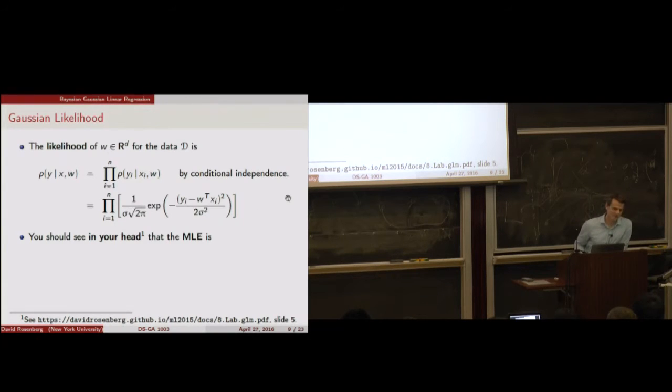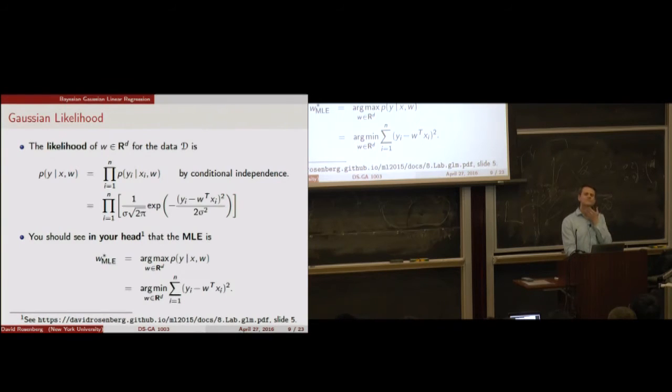Yeah, exactly. Let me take the log of this. This breaks into the sum of a constant, and the log and the exponential cancel, and you get the sum of negative (yi minus w transpose xi) squared. It's like the negative sum of squares. So we're trying to maximize the negative sum of squares. That's like minimizing the sum of squares between yi and w transpose xi. This is just least squares regression. Cool? All right. Just to review.